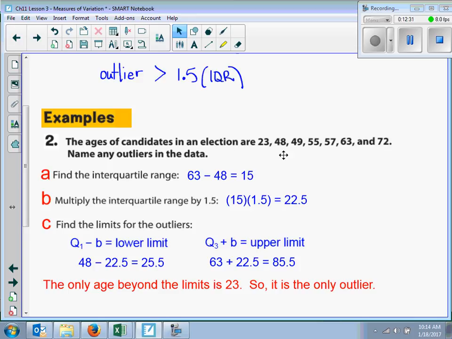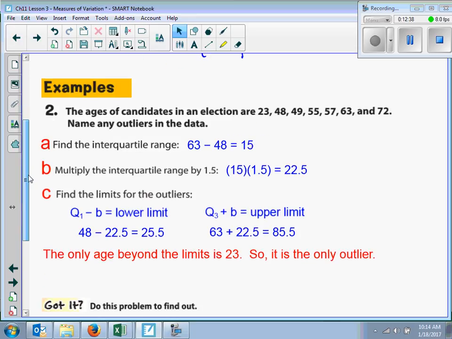The ages of candidates in an election are 23, 48, 49, and so forth. We want to name any outliers in the data. So in order for us to find the outliers, these are the steps we need to take. The first thing we want to do is find the interquartile range. The good thing is that this data is already in order from least to greatest for us. To find the interquartile range, we need to find the median of the lower half and the median of the upper half, which means we need to find the median first, right?